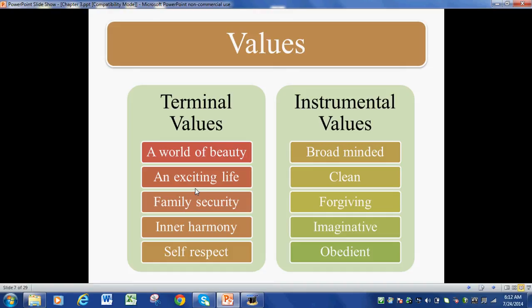We all want a world of beauty. We all want an exciting life, inner harmony, self-respect, and family security. None of those things I would kick off of that list.